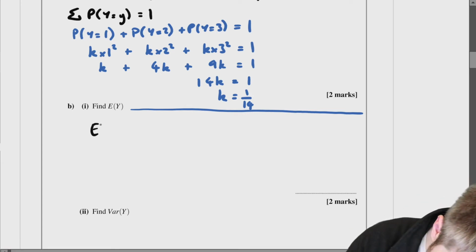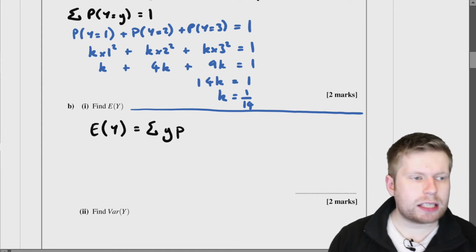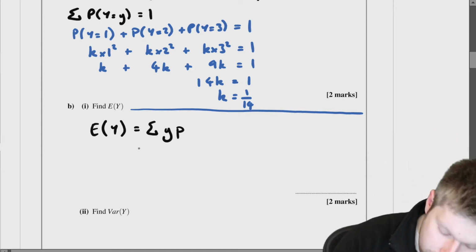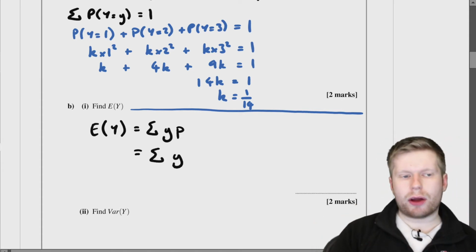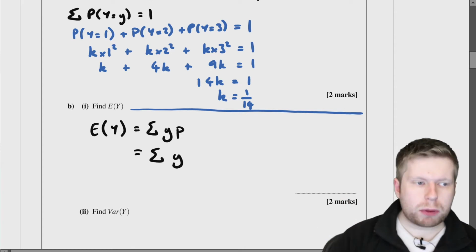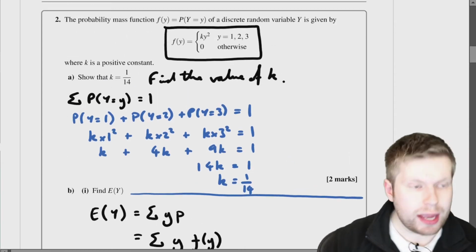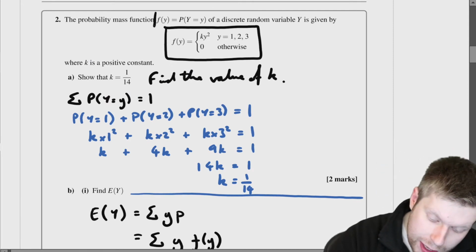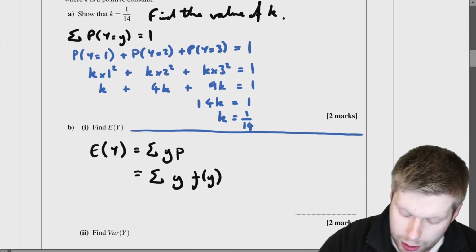Well, the expectation of y should just simply be adding together each outcome times its associated probability. Okay, so expectation of y times p. So in this case, I'm going to add together y, and then how do I actually calculate p? Well, I just multiply it by whatever value of y I stick into this formula up here. So f of y is quite simply the probability that y is equal to that particular value. Okay, so let's do this.